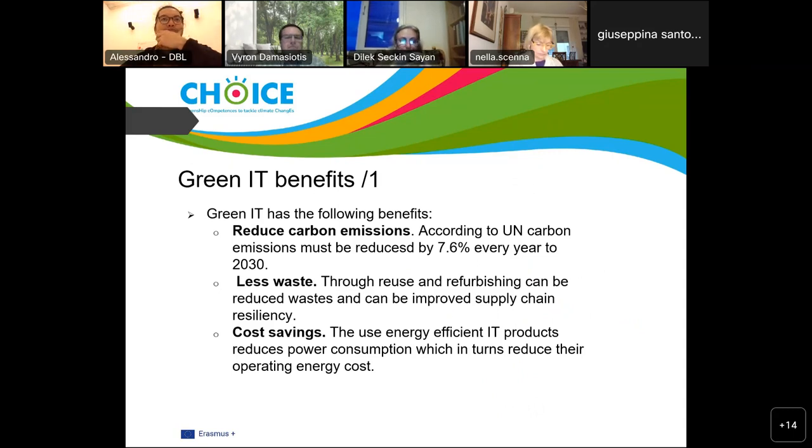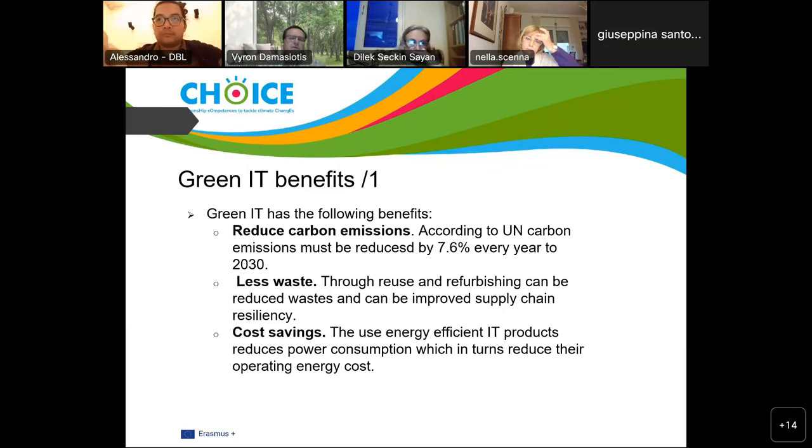Let's see what the benefits of Green IT are. The benefit of Green IT is that it helps the reduction of carbon emissions. According to the United Nations, carbon emissions must be reduced by 76% every year to 2030, and IT devices play an important role in this. Another benefit is that we create less IT waste. Through reuse and refurbishing, waste can be reduced, and we can improve supply chain resilience.